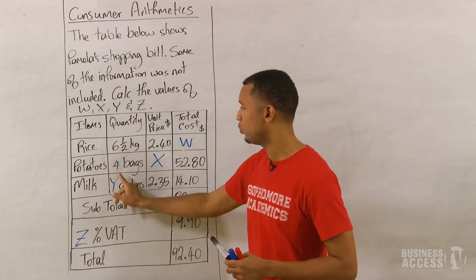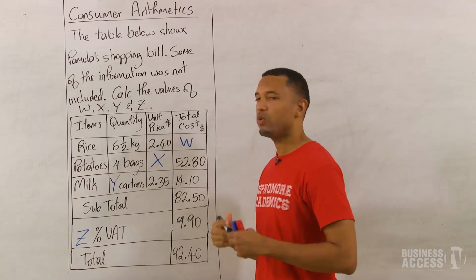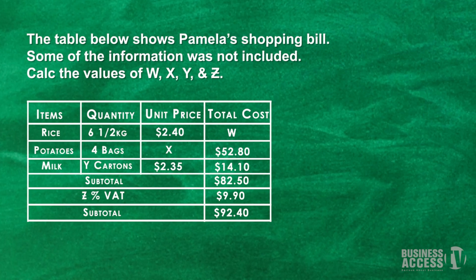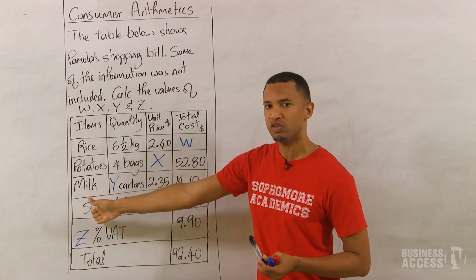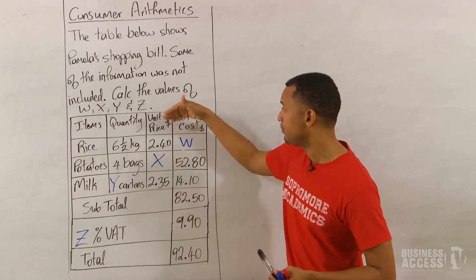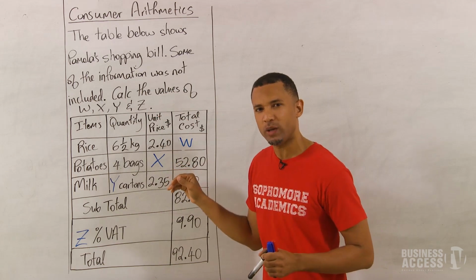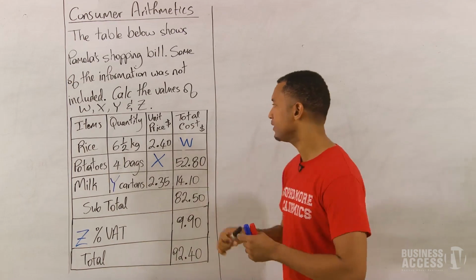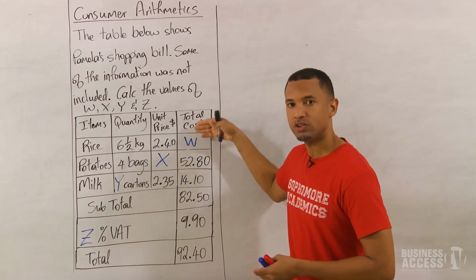So here we have W, X, Y, and Z. We all know what a shopping bill looks like. We're all consumers, which is why the topic consumer arithmetic is so important. Items over this side, we all know how to read a table. She bought rice, potatoes, milk. Quantity is the amount of each item. The unit price is the price for one unit. And then the total cost.